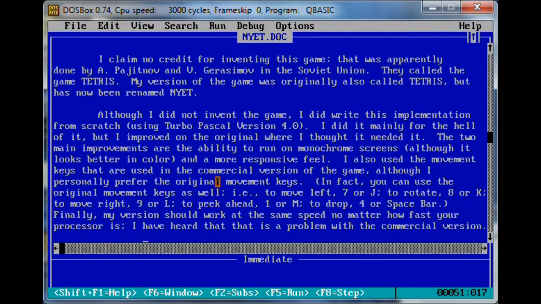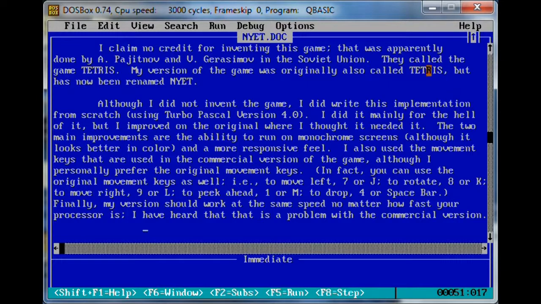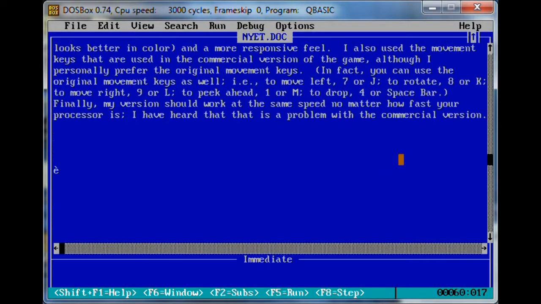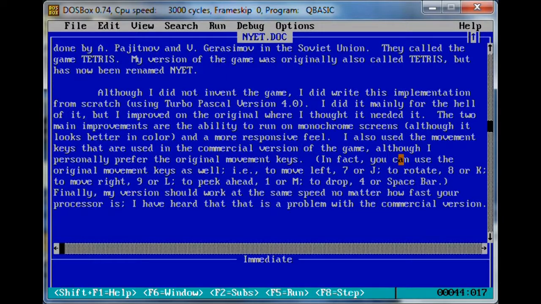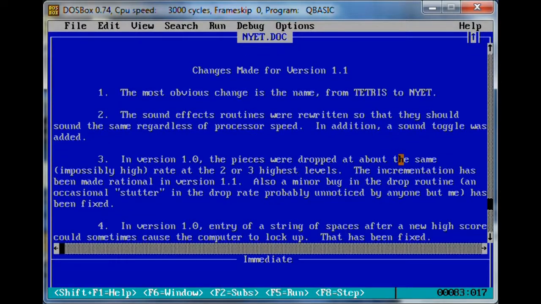What I'm looking at is a second version of the game. He says the original game was called Tetris and renamed Nyet. And Nyet was what my dad played when we were kids, and how I remember it. But that original game must have been distributed on bulletin board systems at some point and is now just completely extinct. So that's another version of software that is just gone forever.